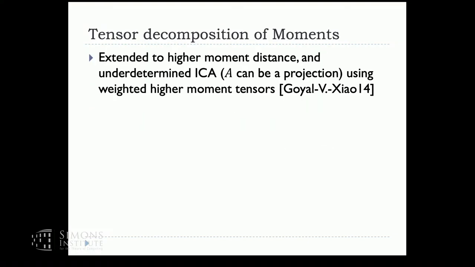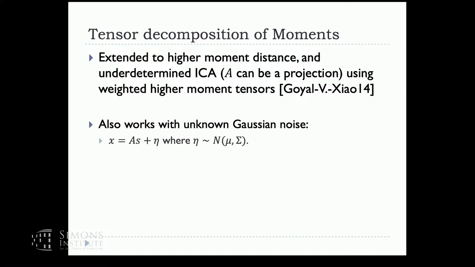These things have been generalized to more general arbitrary distributions, as long as they're not Gaussian, underdetermined ICA, and so on and so forth, to Gaussian noise. So what if your data was also shifted by some special kind of noise? But the problem that we're going to talk about today is, what if there's arbitrary noise?